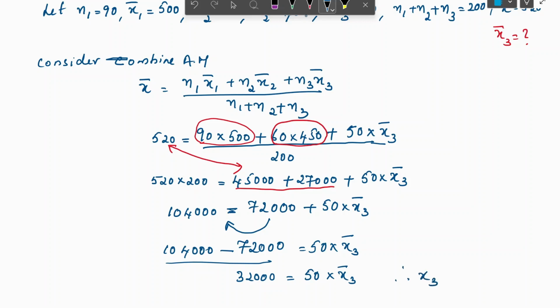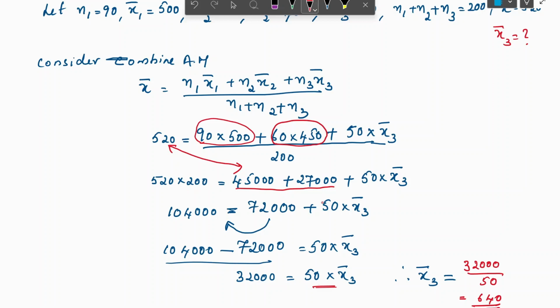Therefore, x3 bar is equal to, now see here, this is multiplication. 50 is multiplied with x3. If you are taking this 50 to the other side, this multiplication changes to division. That means here it is 32,000 divided by 50. The answer is going to be 640. Therefore, 640 is the x3 bar, that is, for the third group, the mean wages of the third shift people is 640. This is the way to solve it.